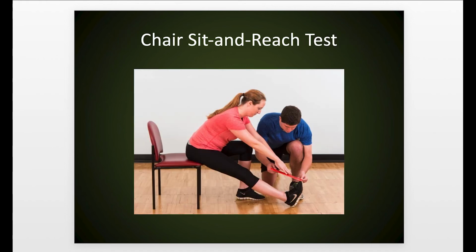Then there is the chair sit and reach test. So this test is having one leg straight out in front. You could also potentially do both legs, but normally performed in one leg at a time, and just reaching down to see how close they can get to their toes.